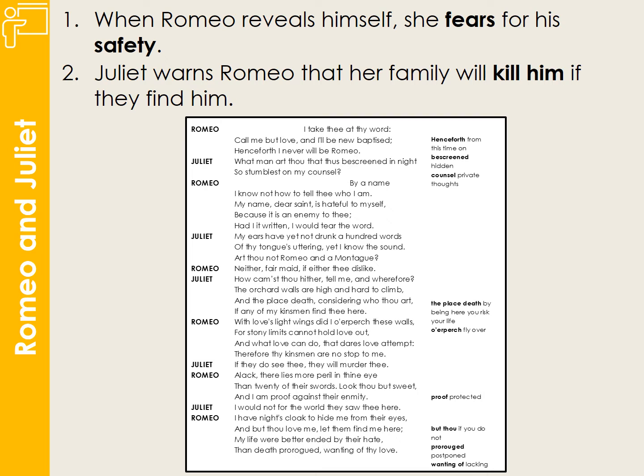So he's saying, fine, I take you at your word. I'll do exactly what you say. Call me your love, and I will never be called Romeo again. Now, Juliet, bear in mind, doesn't know that he's there. Okay, he's just sort of hanging out in her garden listening to what she's saying and doesn't actually reveal himself until now.